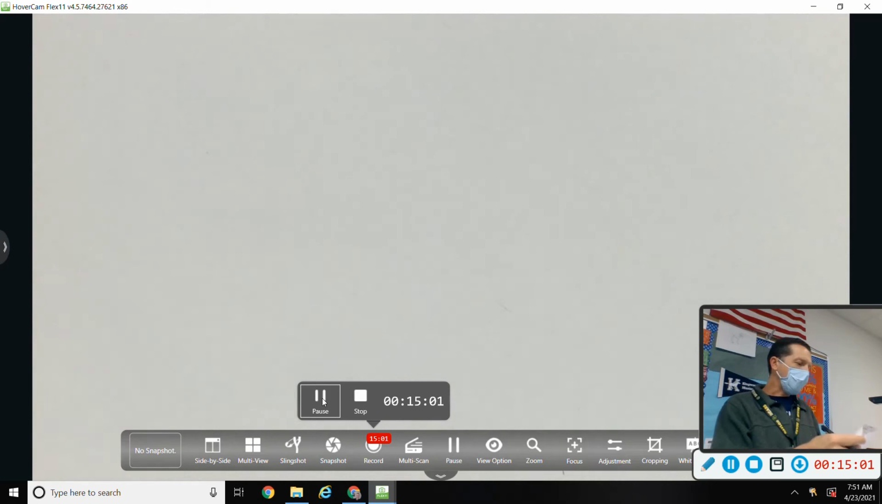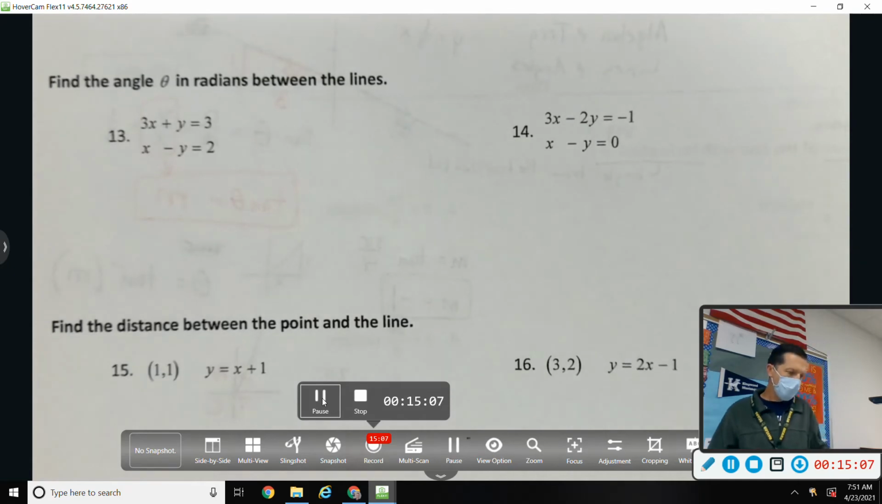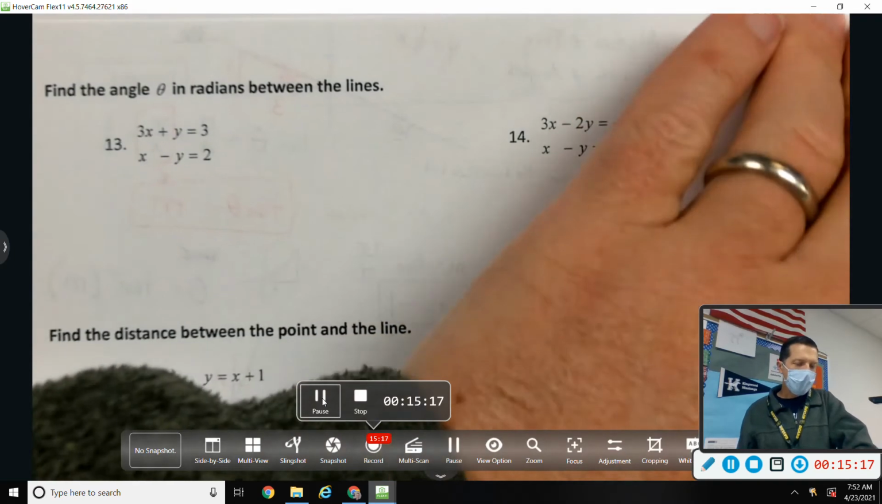What is this? I'm not gonna get all of that. All right, find the angle in radians between the lines. So now I got two lines. They presumably intersect somewhere, and I'd like to know the angle between them.